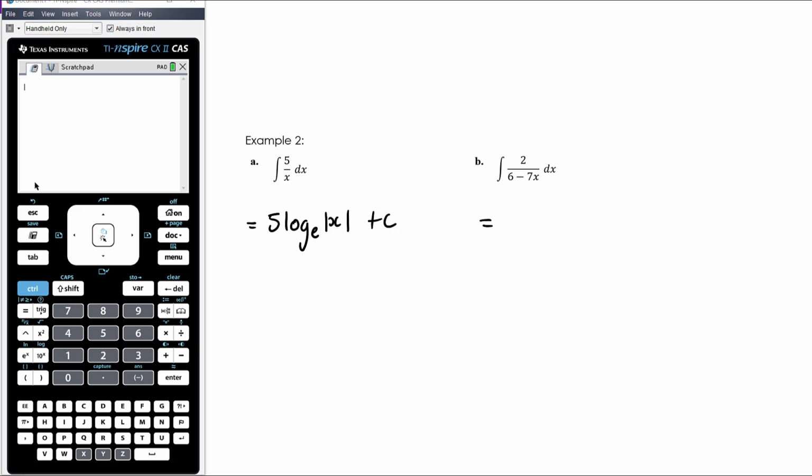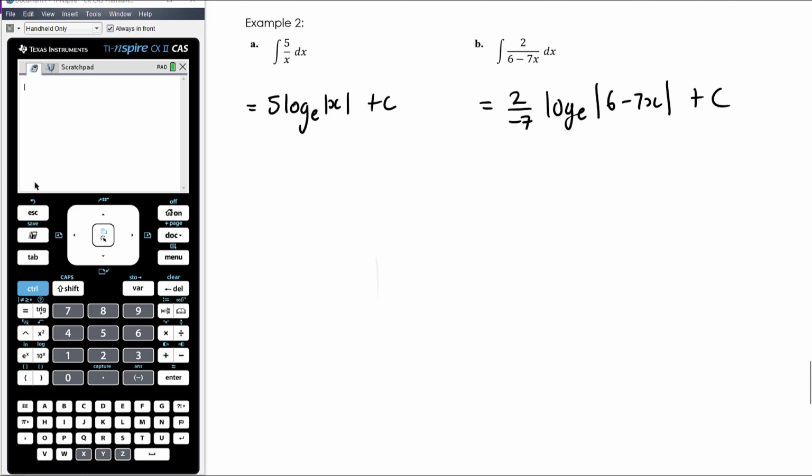So the antiderivative of this would be, the 2 just goes out the front. We need to also divide by a, so dividing by negative 7, and then it's going to be log e of the absolute value of the denominator, to make sure that even though there isn't a domain restriction, I can still put any value of x in here. If it makes 6 minus 7x negative, the absolute value function will then make that value positive, so it's fine to calculate the log. And don't forget our plus c.